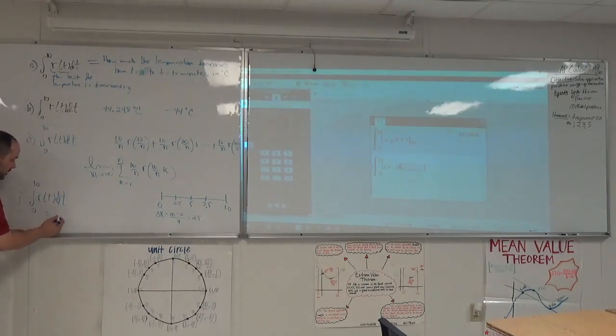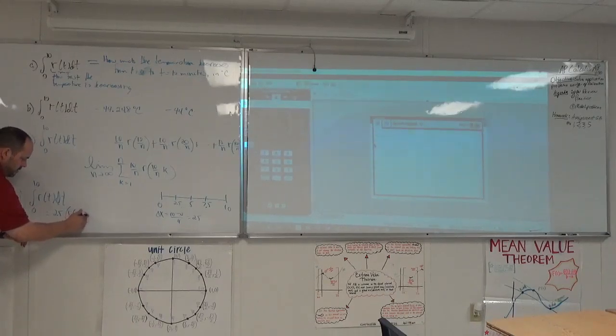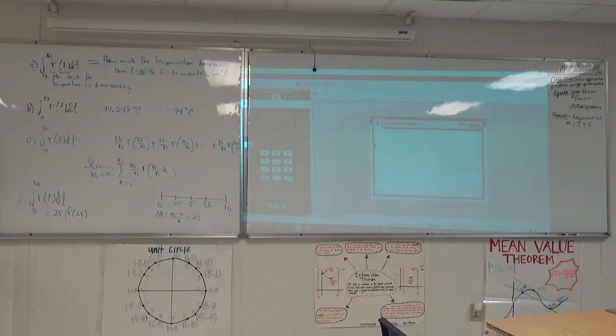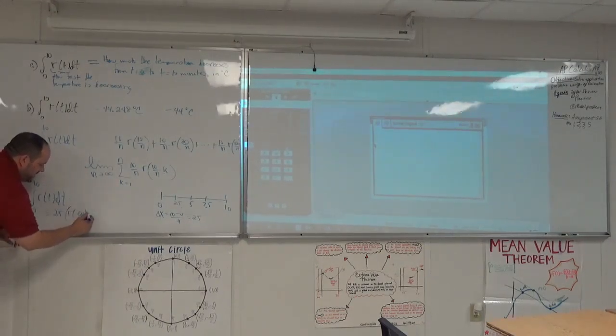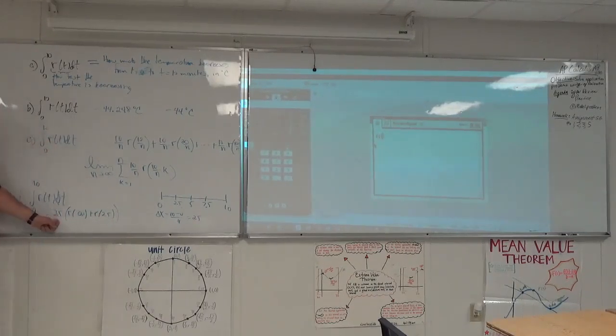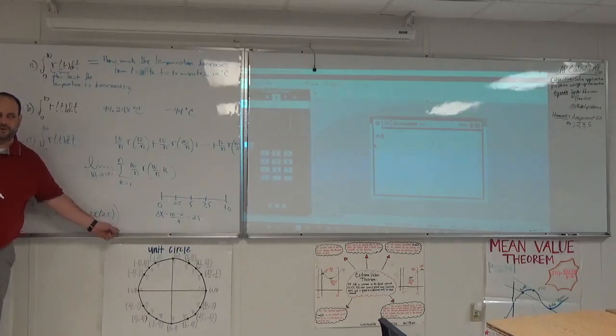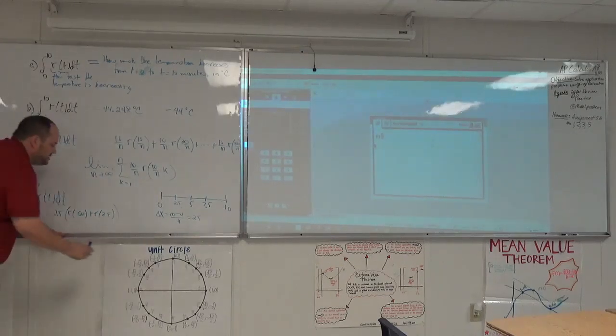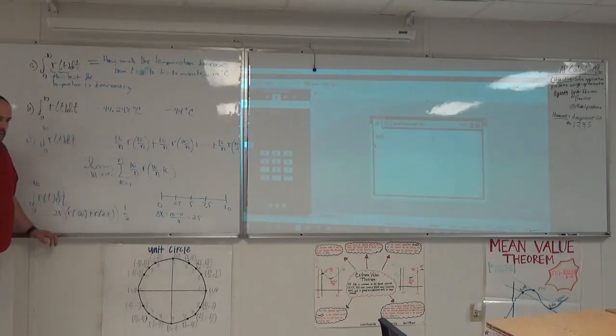The first trapezoid is going to be 2.5 times, parentheses, R of 0 plus R of 2.5, times a half. Okay, so you're kind of living in backwards world right now.